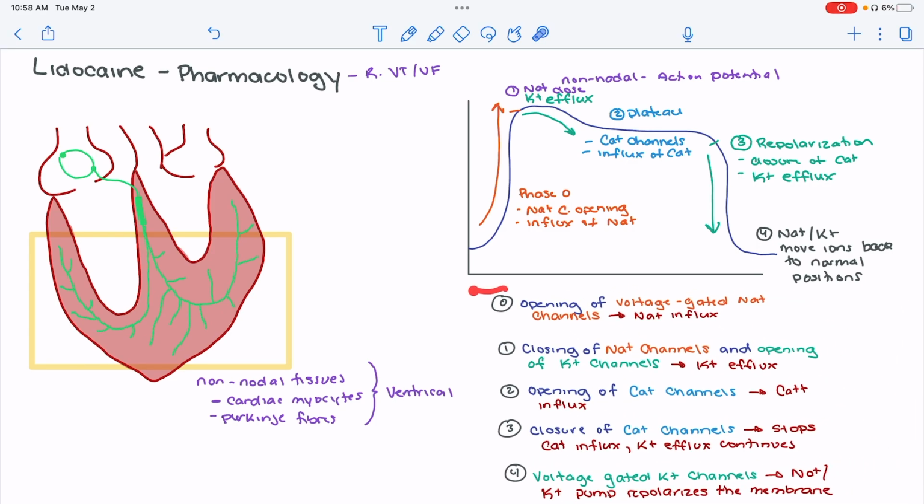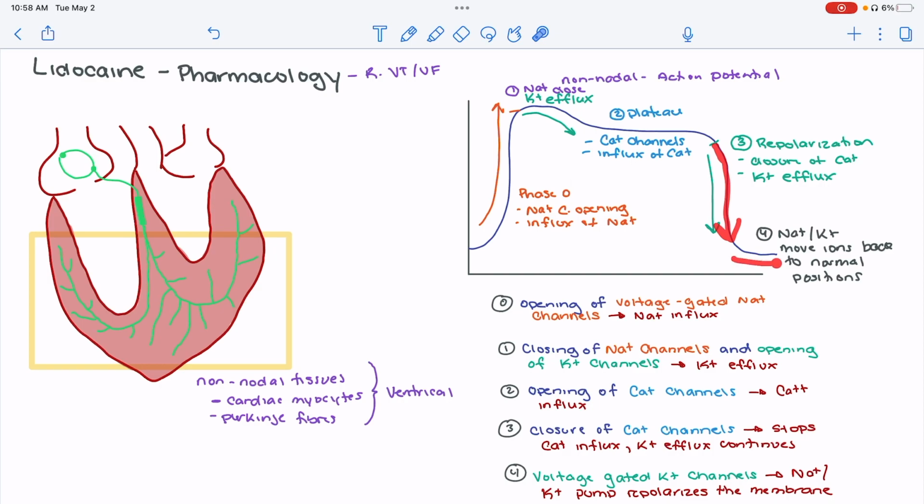So again, what's happening in phase 0 is we have the opening of voltage-gated sodium channels, and we have sodium influx, which is making our membrane potential more positive, and we see this upward slope. Once we get to phase 1, our sodium channels close and our potassium channels open, and we'll have efflux of potassium, which is allowing for this downward deflection. In phase 2, we open calcium channels. This is part of what's allowing for strong contraction of those muscles, and this causes the plateau phase of the non-nodal action potential. In phase 3, we have closure of those calcium channels, and the potassium channels remain open, so we're going to have efflux of potassium.